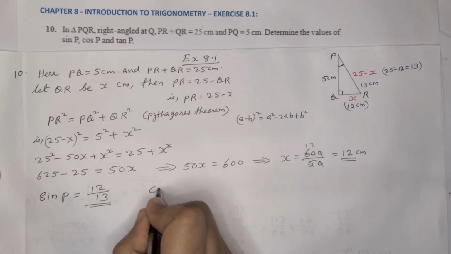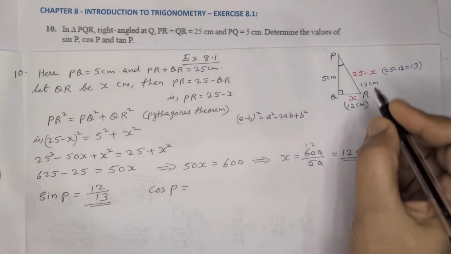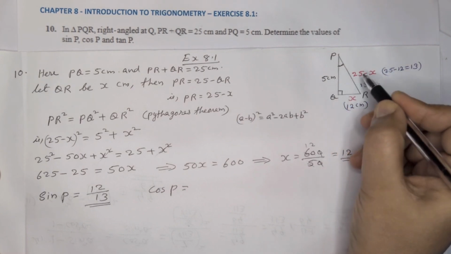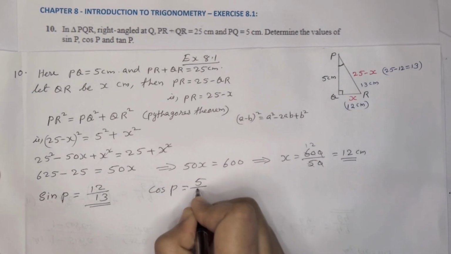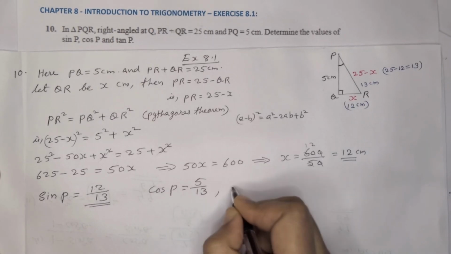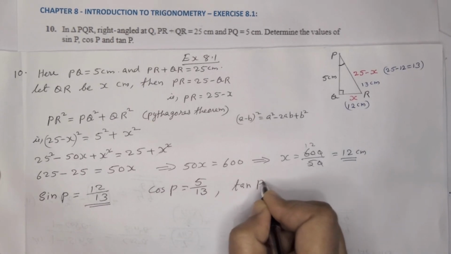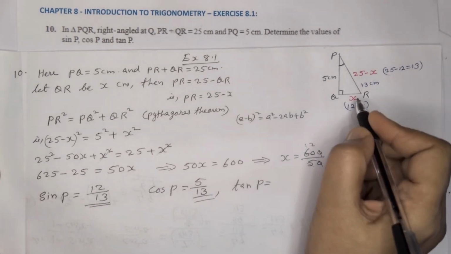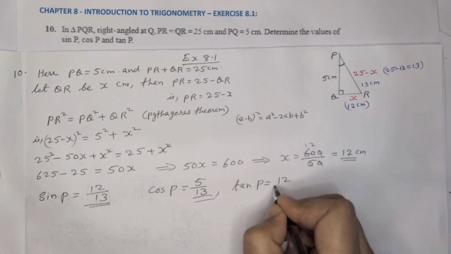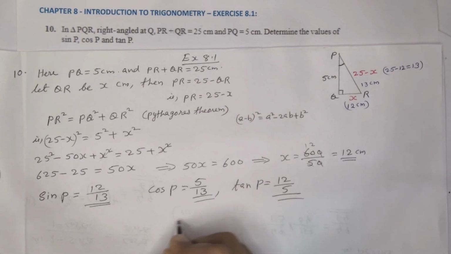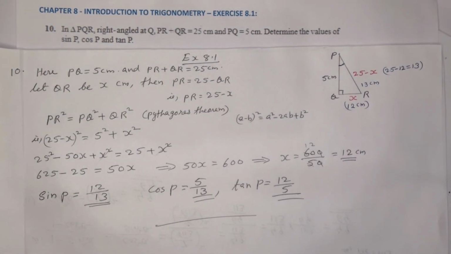Then cos P. Cos P means adjacent by hypotenuse. So 5 by 13. Then tan P. Tan P means opposite by adjacent. Opposite means 12 by adjacent, so 12 by 5. That's the answer.